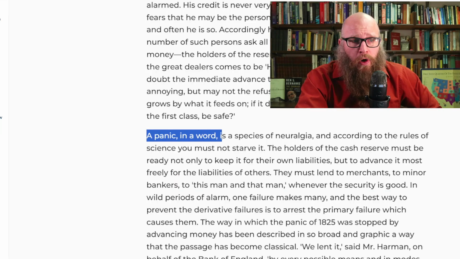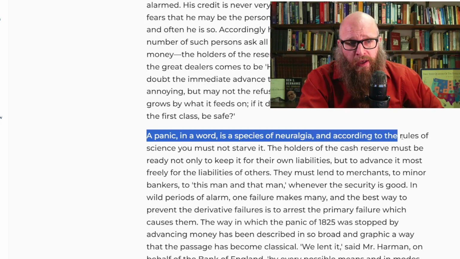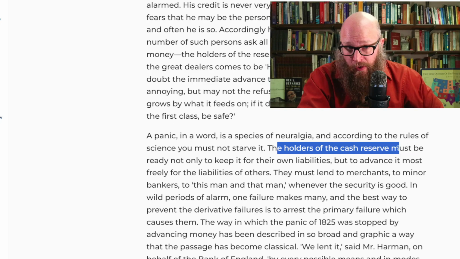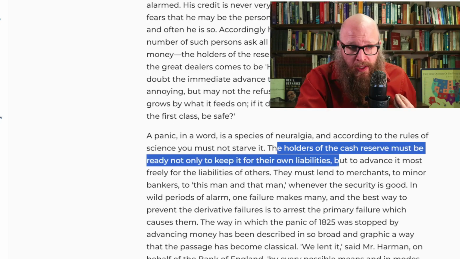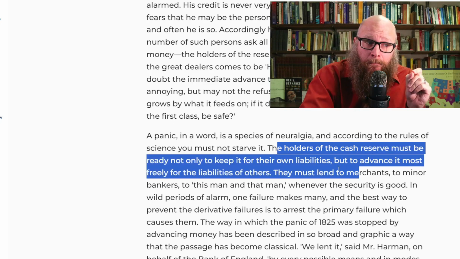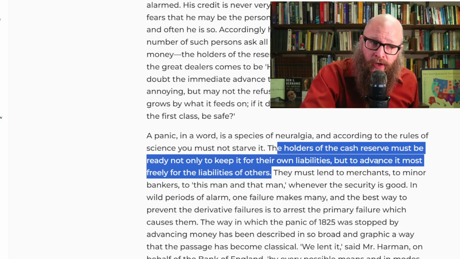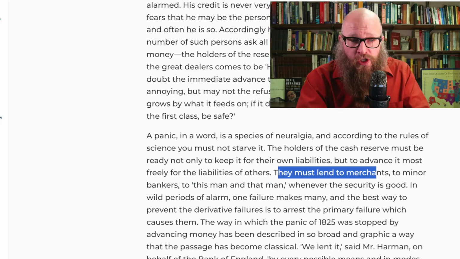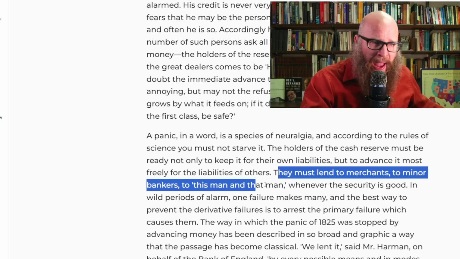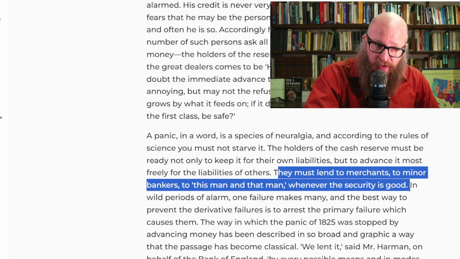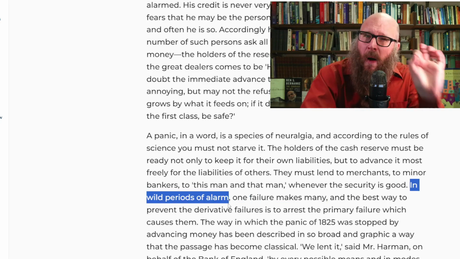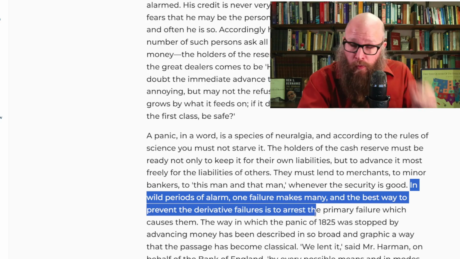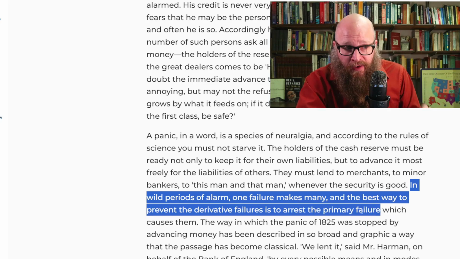A panic, in a word, is a species of neuralgia, and according to the rules of science, you must not starve it. The holders of the cash reserve must be ready not only to keep it in their own liabilities, but to advance it most freely for the liabilities of others. In other words, lend. They must lend to merchants, to minor bankers, to this man and that man, whenever the security is good. In wild periods of alarm, one failure makes many, and the best way to prevent the derivative failures is to arrest or to stop the primary failure which causes them.